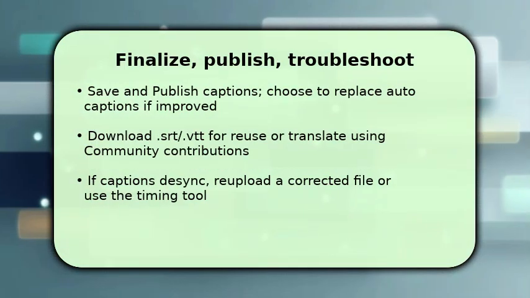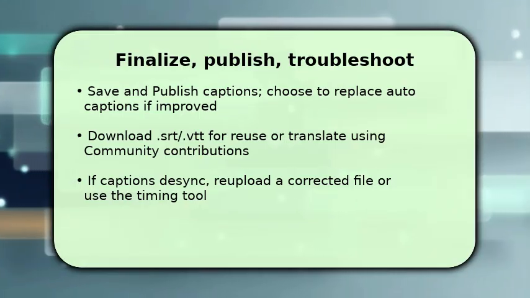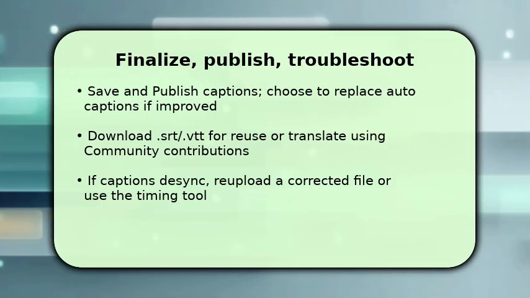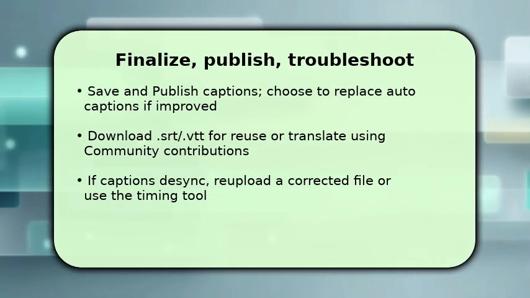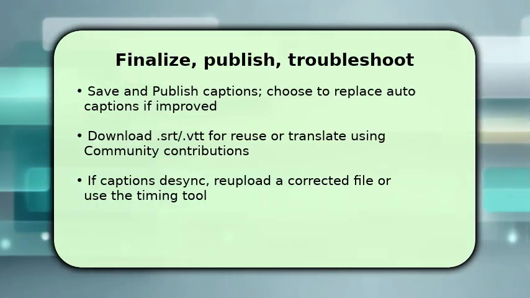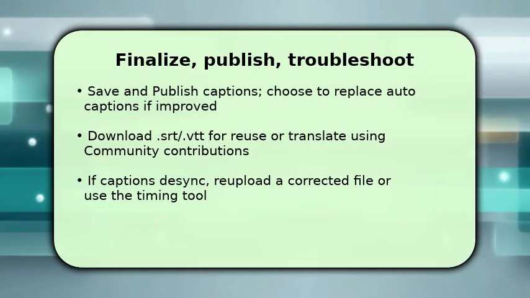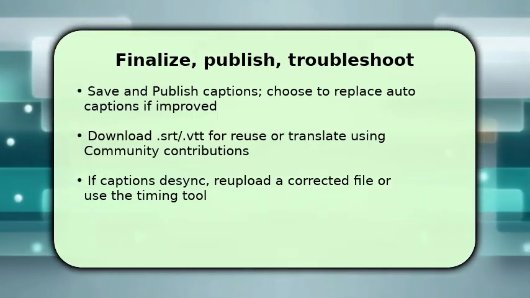Finally, save and publish your edited captions. Choose to overwrite auto captions if your version is better. Download the SRT or VTT file for backup and to reuse on other platforms, or enable community contributions for translated captions. If captions are out of sync after upload, reupload a corrected timed file or use YouTube's timing tool to shift captions. Make a small time offset and recheck. If accuracy issues persist, retranscribe the problematic segment and replace only those cues to finish cleanly.